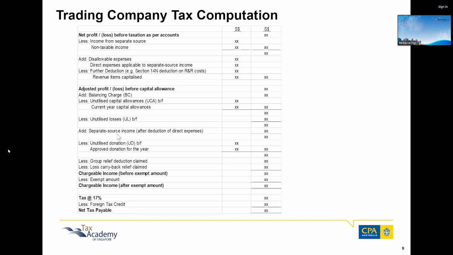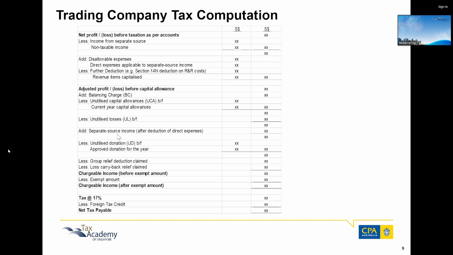We also have to deduct further deduction. So what is this further deduction? They could be expenses that are already included in the profit and loss account, and the provisions in the Income Tax Act 1947 actually allow further deduction of these expenses. For example, renovation and refurbishment expenses and research and development expenses. Then we have revenue items that are capitalized.